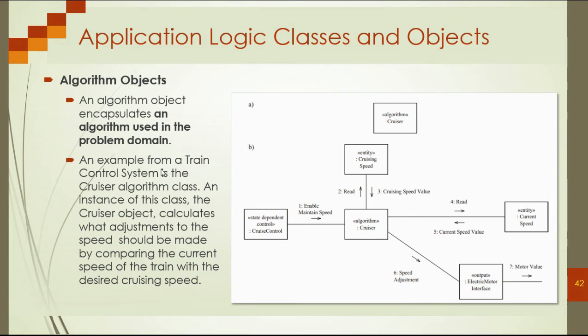So the algorithm object is actually used to hide or encapsulate the algorithm that is used in the problem domain. So here, if you are developing or programming an algorithm for sorting or for searching or for manipulating, for example, arrays, such algorithms can be considered as software objects in your system.